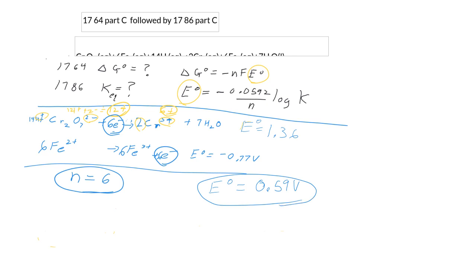So now, for both of my 2 equations, I have an E value, 0.59 volts, and I have an N value of 6. So now it's just really plug and chug. So let's go to 1764, part C.